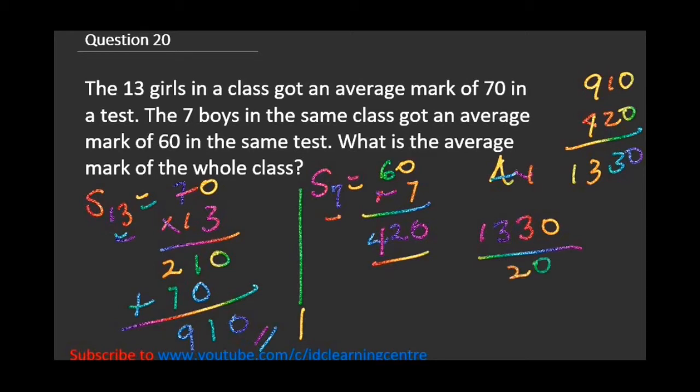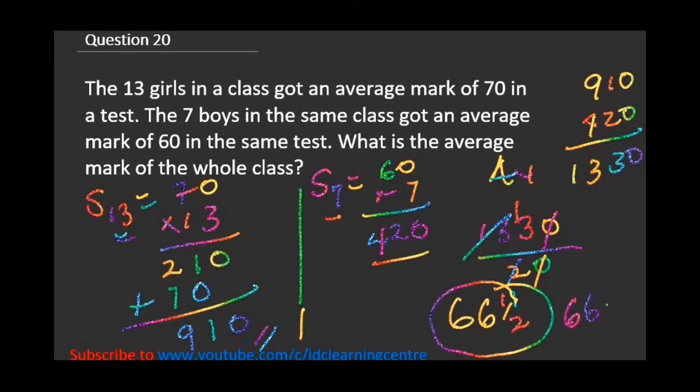Divide by 20. 0 cancels 0. 2 into 13 is 6 remainder 1. 2 into 13 is 6 remainder 1 over 2. So the answer is 66.5, or 66 whole number 1 over 2.